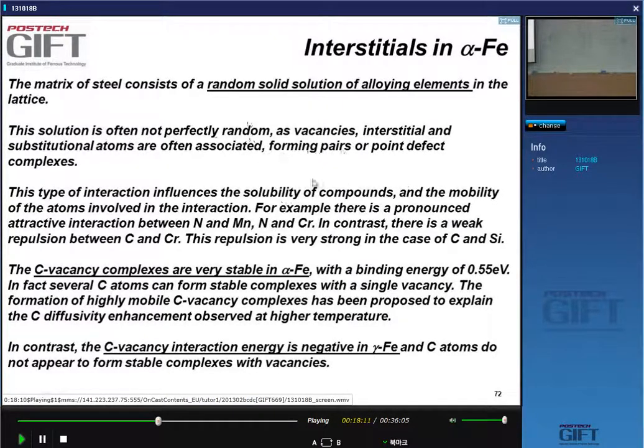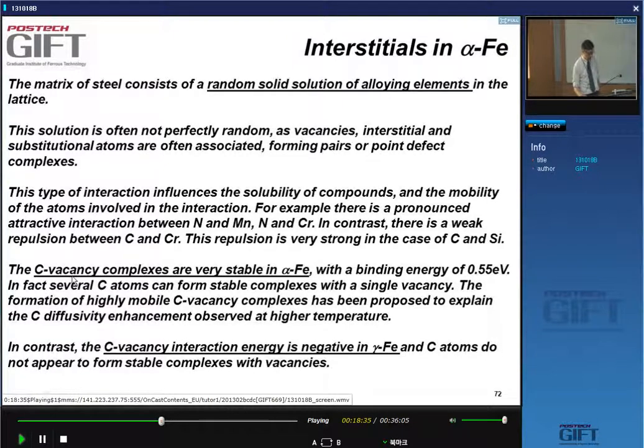So, for instance, there's strong attractive interaction between nitrogen and manganese, nitrogen and chrome. But there can be attraction, but there can also be repulsion. Weak repulsion between carbon and chrome, and a very strong repulsive interaction between carbon and silicon.